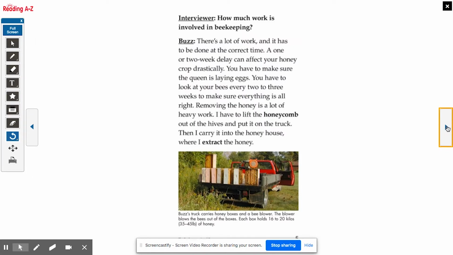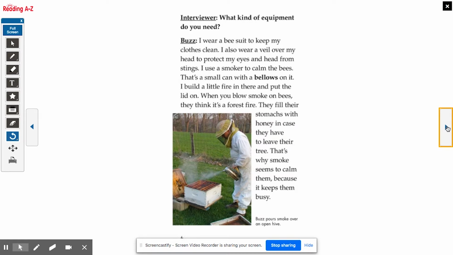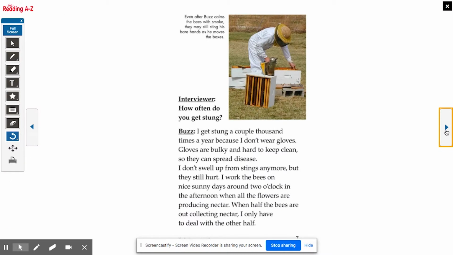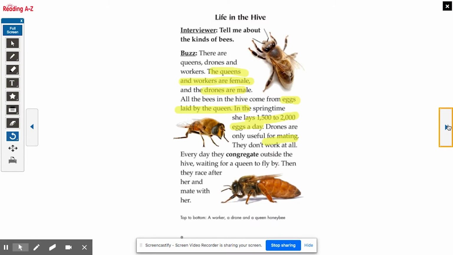The beekeeper is telling about the work that's involved in taking care of hives and how he has to lift them in and out of his truck, how heavy they are and how difficult it is to extract honey. He uses a bellows, that's that little can with the smoke coming out of it, to make the bees kind of calm down. Here he is in another picture, and notice he has no gloves. He doesn't like gloves because he says they bother him, they're bulky, and they also spread disease.